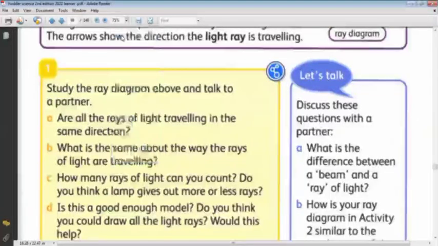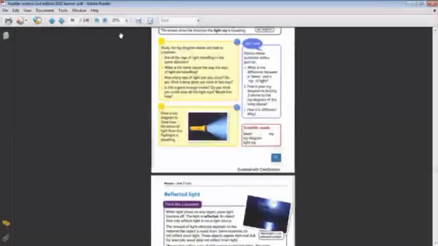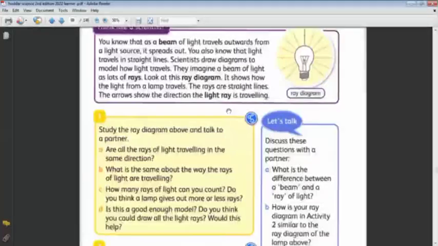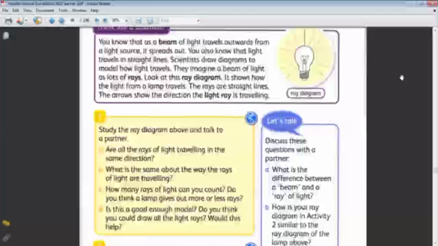Why no? Because the rays are traveling in different directions. Yes, very good. They travel in different directions because they come out from all the sides, from all around the lamp. So each one travels in a different direction.